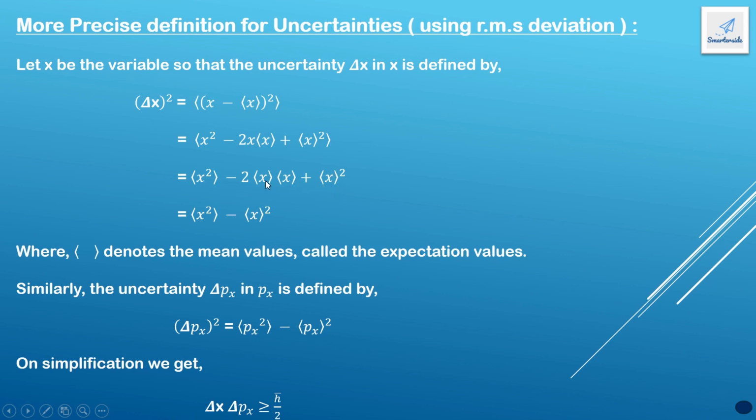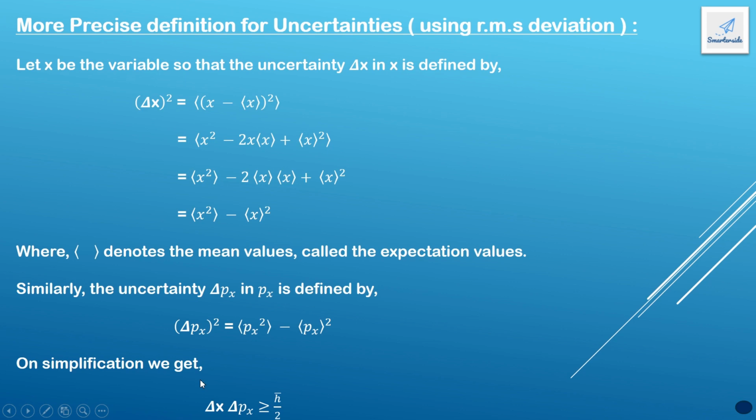So here you can see the expectation value of x appears two times, which means they are getting multiplied, so it will be expectation value of x whole square. You can see these two are like terms, so the final result is delta x whole square equals expectation value of x square minus expectation value of x whole square. Similarly we can get the uncertainty delta px in px, which is defined by delta px whole square equals expectation value of px square minus expectation value of px whole square.